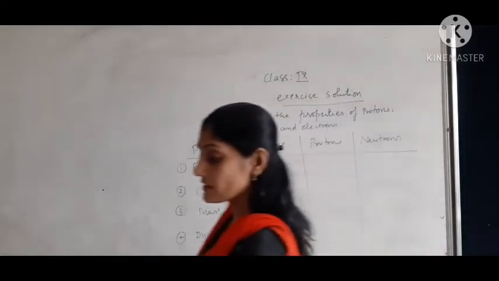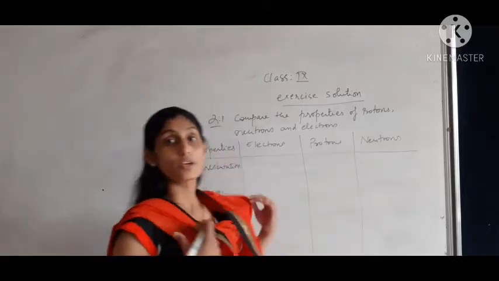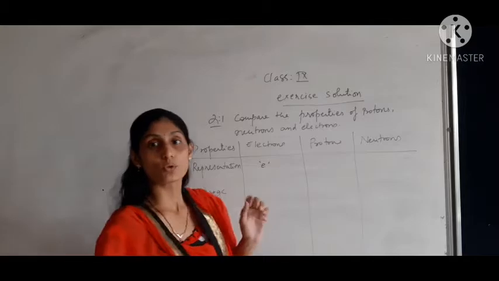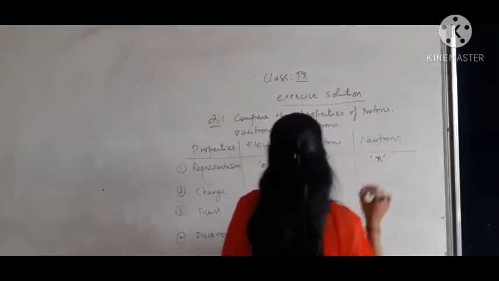So children, we have already learned how electrons, protons and neutrons are represented. Here we are starting with electrons, which are represented by small e, protons are represented by small p and neutrons are represented by small n.